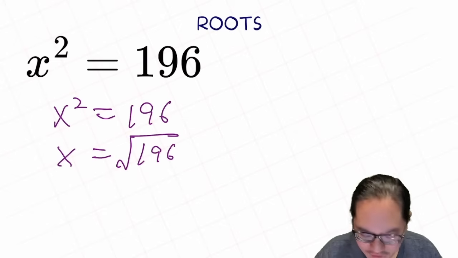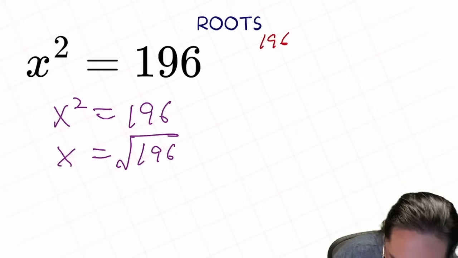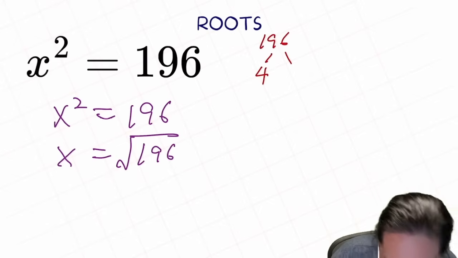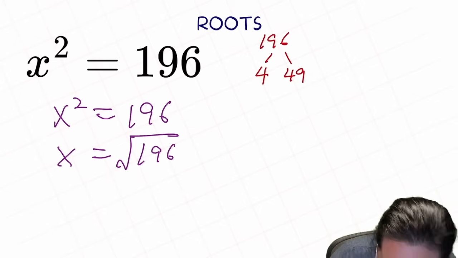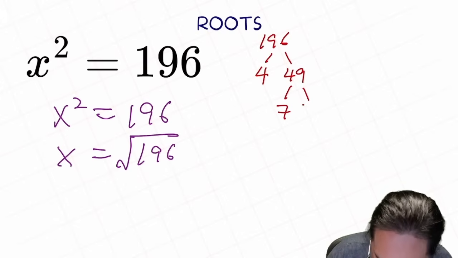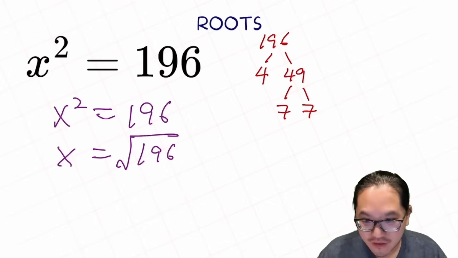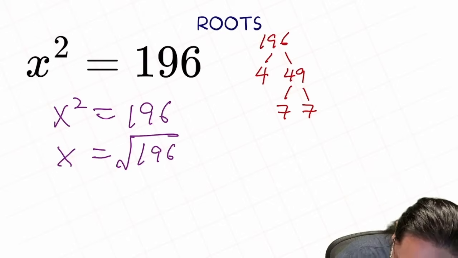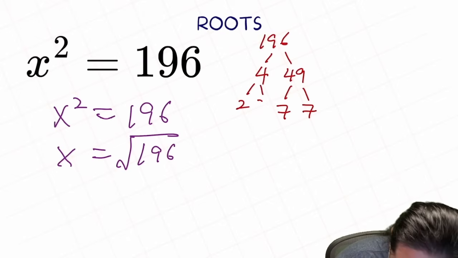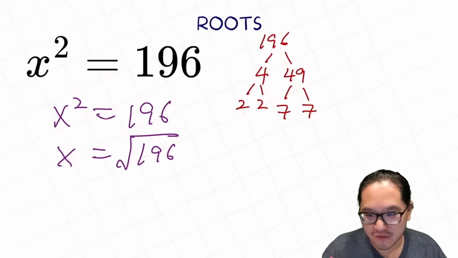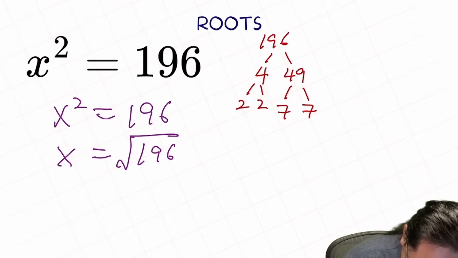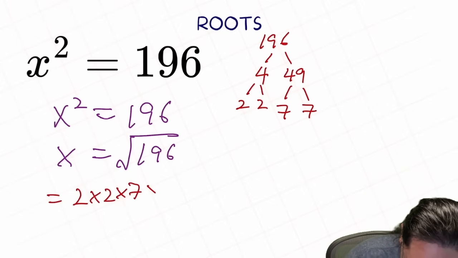So now let's break the 196 down. 196, right? I can divide it by 4 equal to 49. 49 equal to 7 and 7, right? Look at me, I'm confident with my math, so I can do this step much faster. And now I can break this down to 2 and 2, right? Because 4 equal to 2 and 2. So it's quick, right? So 196 is just equal to 2 times 7 times 7.